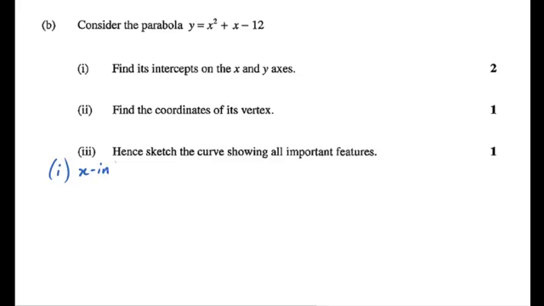We let y equal 0. So 0 equals x squared plus x minus 12. Okay, to solve this we need to factorize. So two numbers that multiply to give negative 12 and add to give 1. Well, we've got 3 and 4 multiply to give 12, so positive 4 and negative 3 will work. So x plus 4 and x minus 3. So therefore my x-intercepts are negative 4 and positive 3.